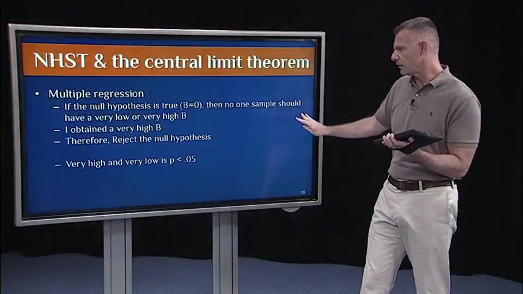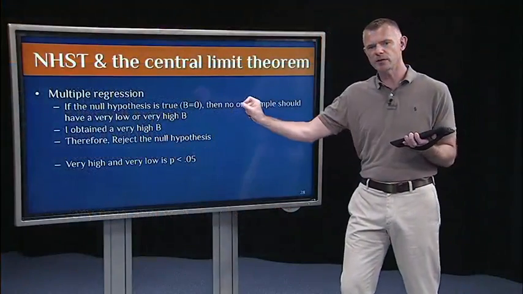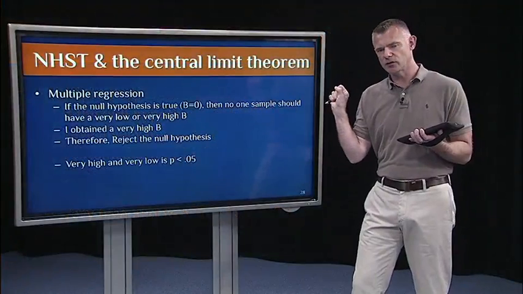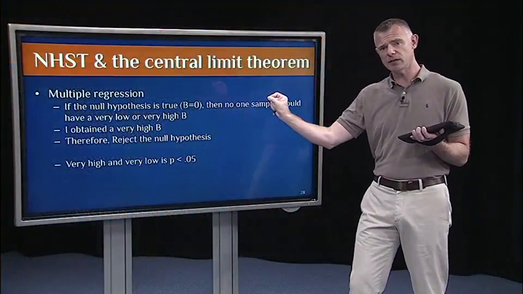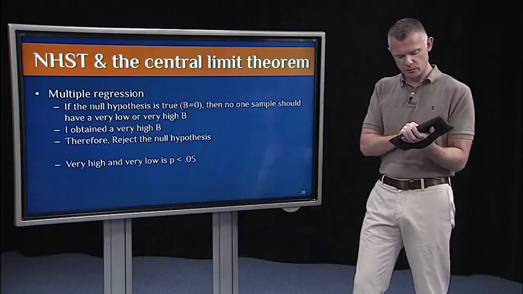Again, if the null hypothesis is true, no one sample should have a very high or very low slope. I obtained a very high slope, therefore reject the null. Very high and very low simply means p less than 0.05. So less than 5% of the distribution in the extreme positive tail of the t-distribution or in the extreme negative tail of the t-distribution.